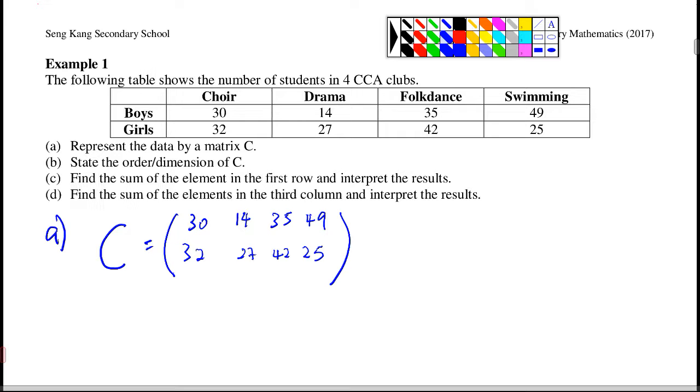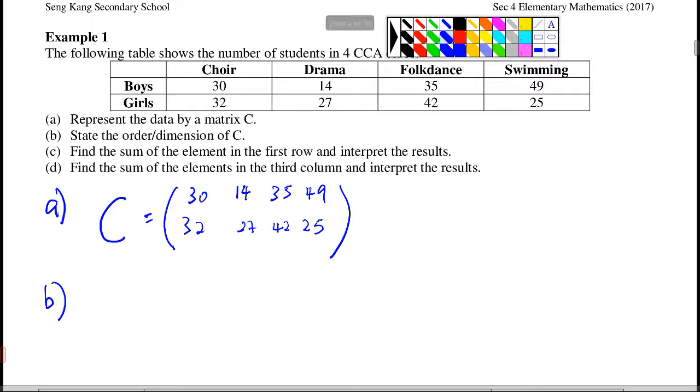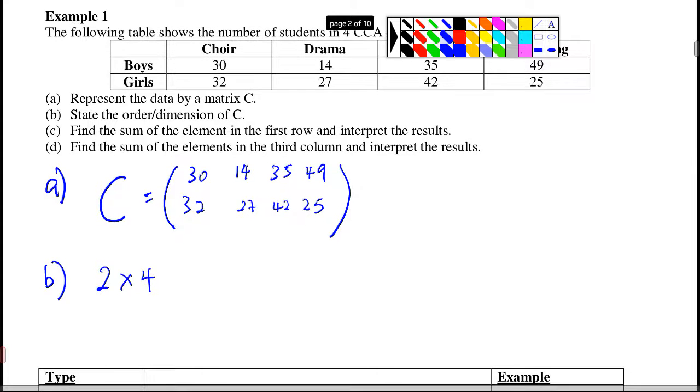Next one, B. State the dimension. Marcus? 2 times 4. Khalis, correct or wrong? Correct. So we recall again, the first number represents row. So we have 2 rows. The second number represents column. Then we have 4 columns.